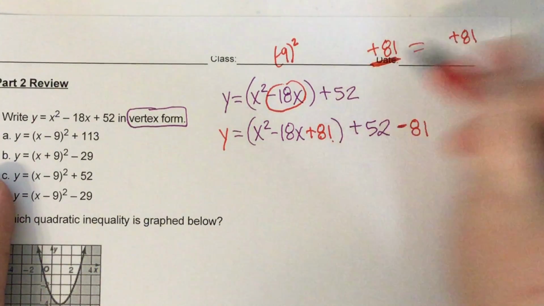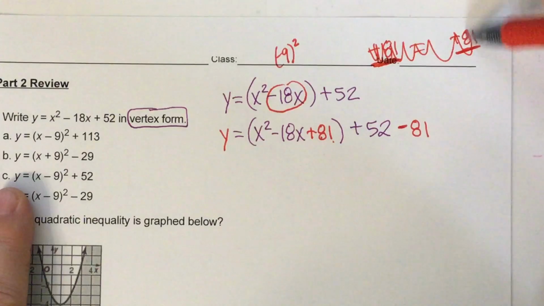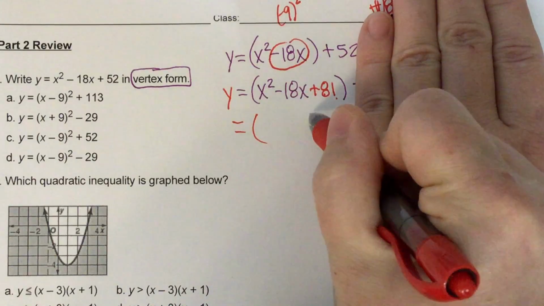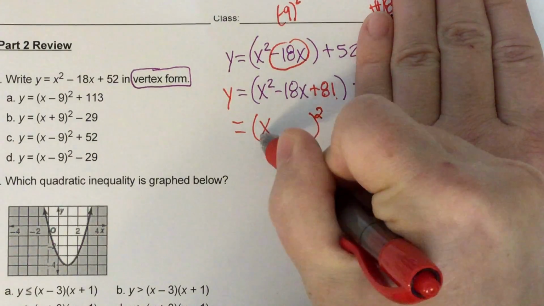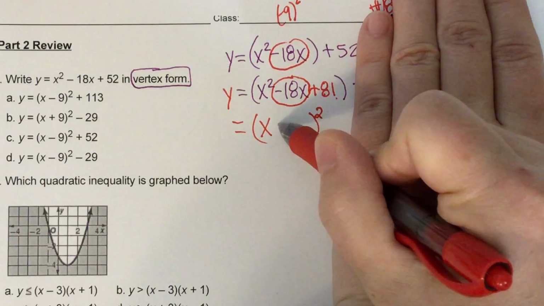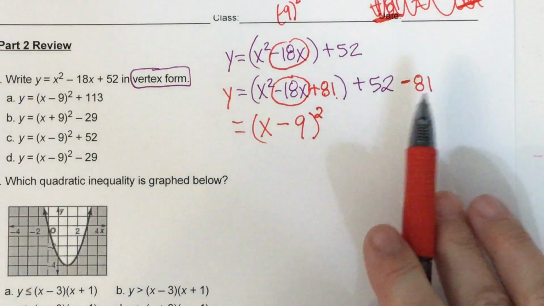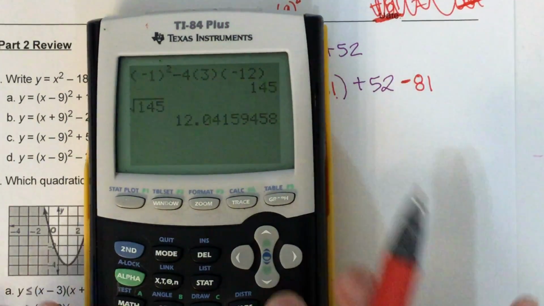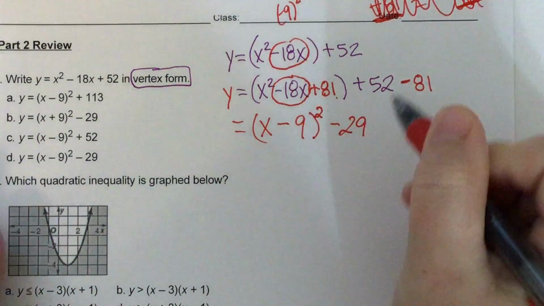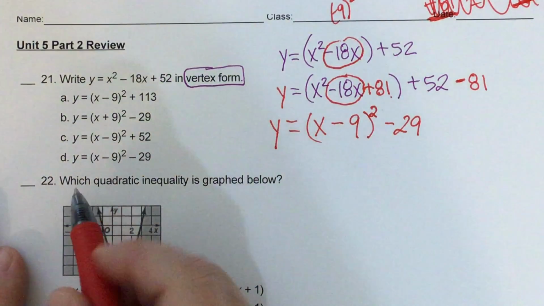That's the sort of thing when you're actually completing the square and solving for x, but that's not what we're doing here. Okay, so now this side is a perfect square trinomial, so it factors with the parentheses and the squared. You put the letter you're working with, and then half of this middle number. And half of negative 18 is negative 9. And then all I have to do is clean this up. 52 minus 81 makes negative 29. Okay, that is my vertex form. And I see the answer is D.